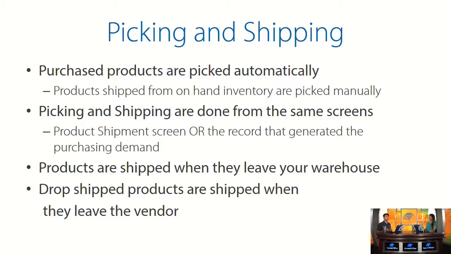Now, if it's an inventory class product you're pulling from on hand, those you'll need to actually pick and choose which ones you're pulling over. And again, if they're serialized, this is the time when you go ahead and choose those serial numbers. Picking and shipping is going to be done from the same screens, which can be either the product shipment screen or the record that generated the demand in the first place. Much like we talked about how we could use a purchase order to track receiving, we can track the actual shipping and picking on the sales order or service ticket or project that caused us to actually go ahead and purchase these in the first place.